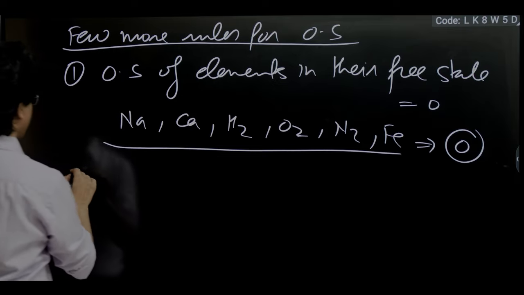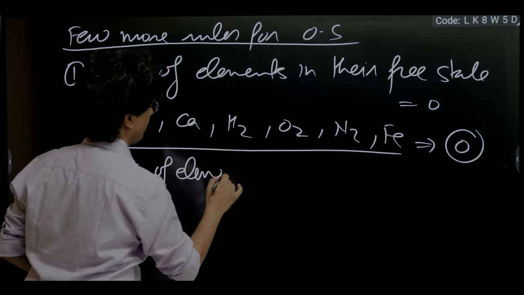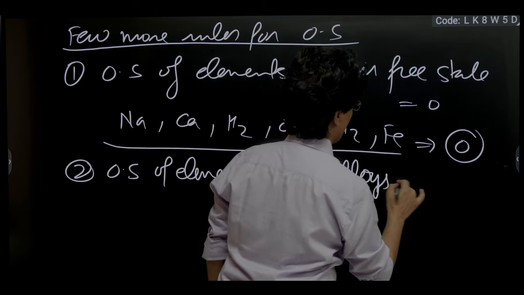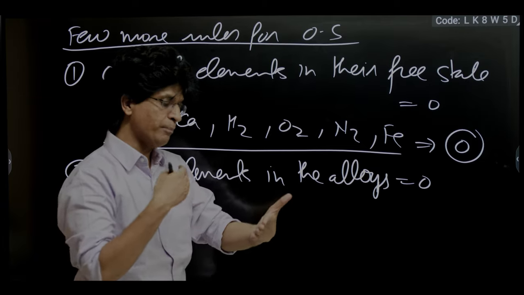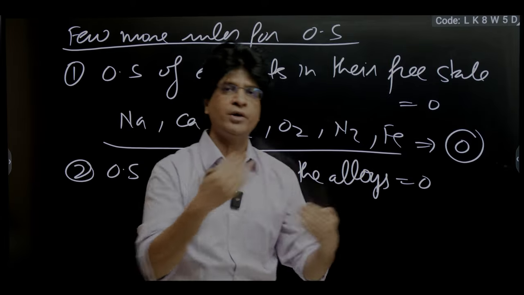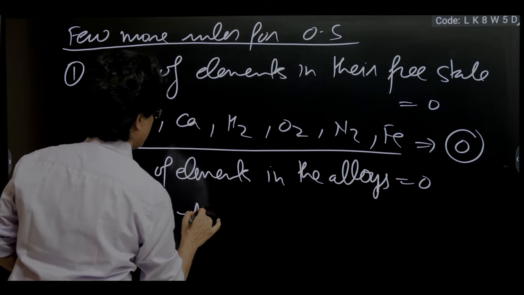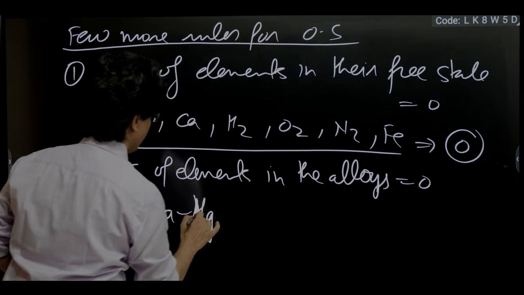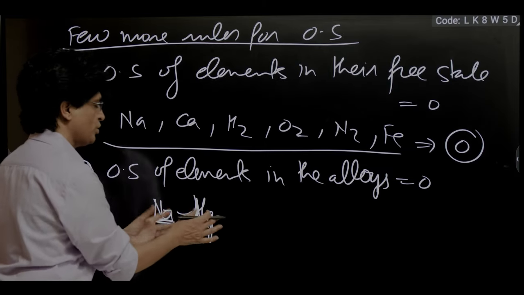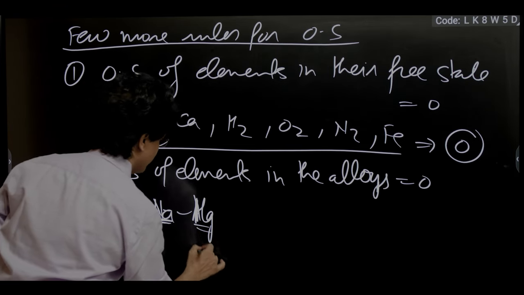Okay, second one, a very important one. It says that the oxidation state of elements in alloys is also 0. Now what is an alloy? An alloy is a mixture. When you mix something, there is no real formation of a bond. That means electrons are not transferred. Simply you are mixing the elements. For example, sodium amalgam. In sodium amalgam, it is sodium and mercury. The mercury compounds with the metals are called amalgams. Over here, there is no loss of electron, no gain of electron. So the oxidation number of sodium is zero, and that of mercury is also zero.